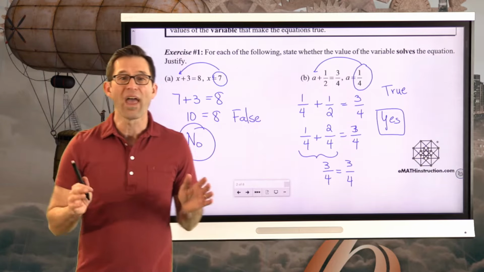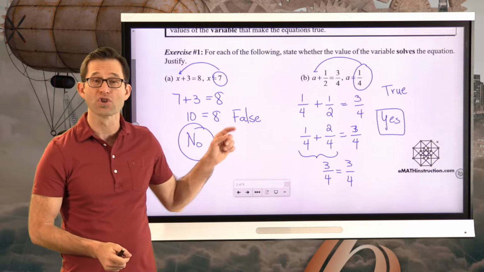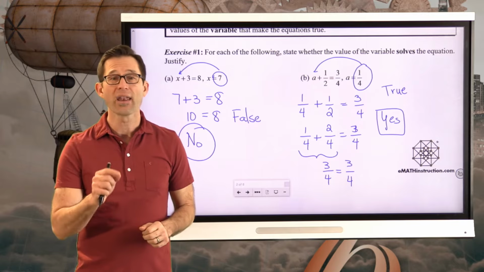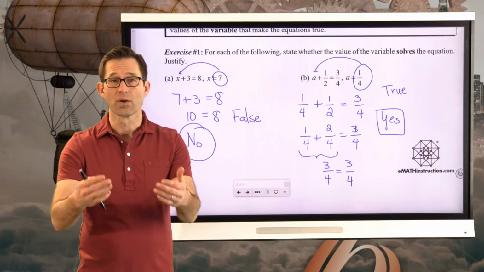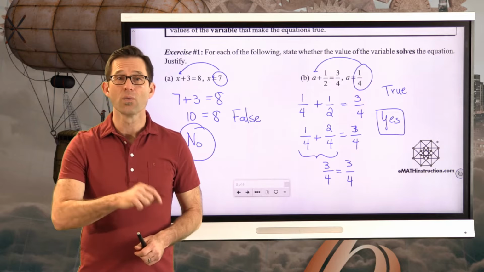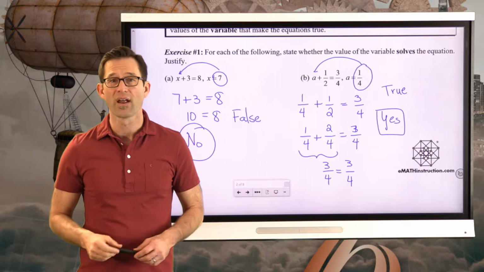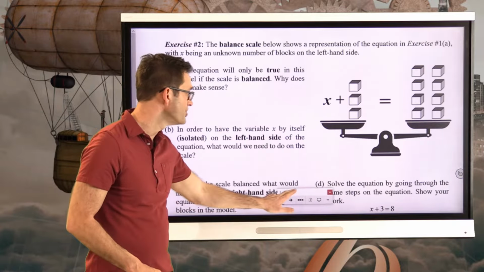Now again, what we have not done yet is talk about how we can take an equation and produce values that are solutions. That is one of the primary objectives of algebra, which is, here's an equation, what techniques can we use to find its solutions? Let's start to get at that idea in exercise number 2.